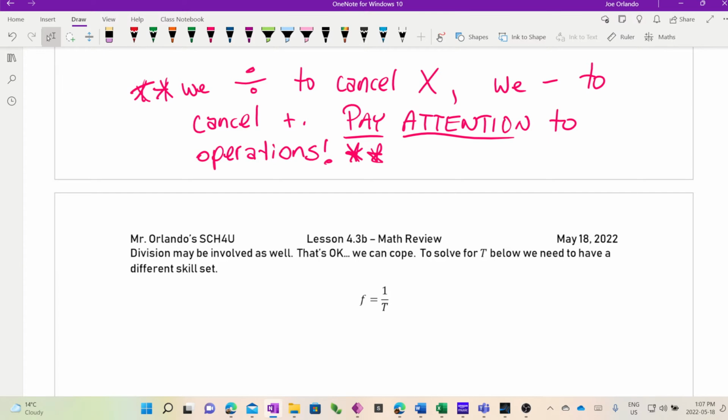How does dividing anything by one? No, you're not dividing. This is a real equation. This is a fundamental equation. This is an inverse relationship.